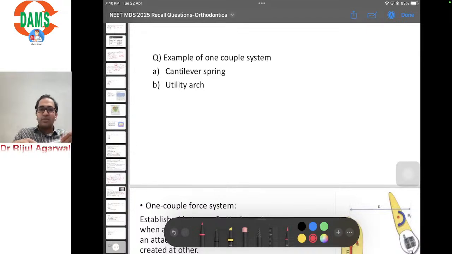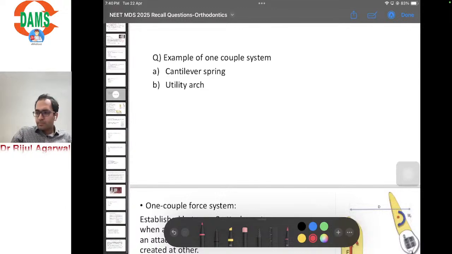Next: example of one couple system, cantilever spring, utility arch. If anyone can help me with the remaining 2 options as well, what are the remaining 2 options? So I'll be able to tell, or you can have a roll out kind of thing if there was any confusion. The question asked was example of one couple system. Is the question correct?